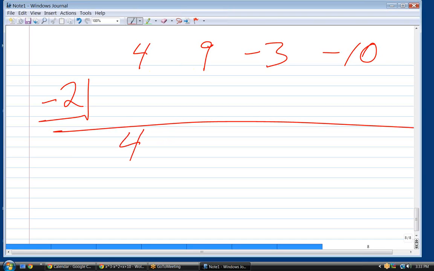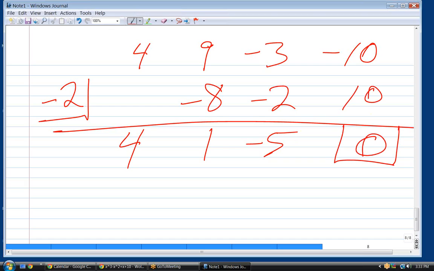It's 4, negative 8, 1, negative 2, negative 1. Whoops, negative 2. Hold on. Add negative 3 and negative 2. Oh, yeah, 5. So that is.